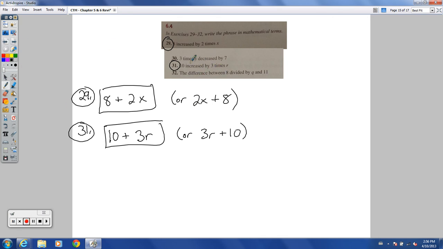Check those ones out. If you're not so sure after reading those, try them and check your answers in the back. They have all the evens and all the odds in the back for the review.